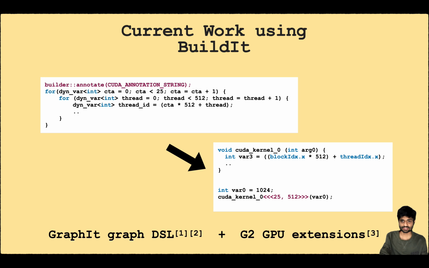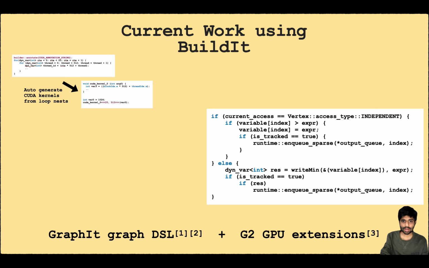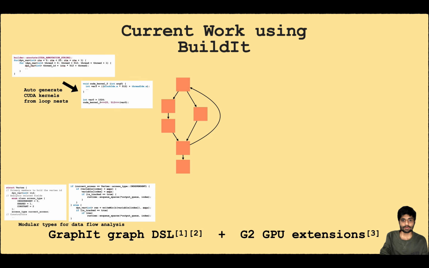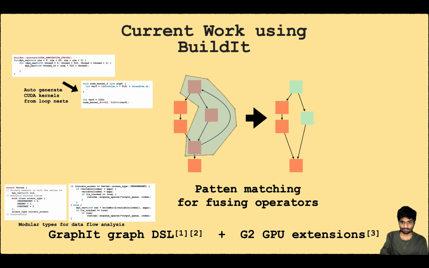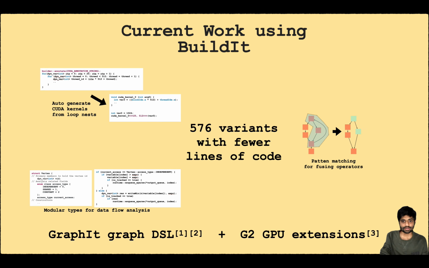We enabled a special pass in BuildIt that automatically converts nested loops into CUDA kernels based on user annotations. We also added support for modular types where the developer can stack capabilities like Lego blocks to perform analysis like data flow and dependence analysis for more specialized code generation. Finally, we added support for pattern matching where certain nodes in the generated code can be fused into specialized implementations as required. With all these techniques combined, we plan to support generating all the 576 variants with far fewer lines of code than the GraphIt compiler.